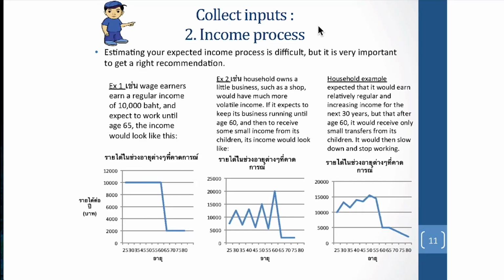Okay. Collect inputs. So we need to calibrate this income process. And we give, for example, now you're going to see some Thai, sorry. Anyway, a wage earner earns a regular income of 10,000 baht, expects to work to age 65, and then income drops to something very small, which is a pension. So that's this picture. 10,000 baht, age 65, the household's currently young, actually, drops to 0.